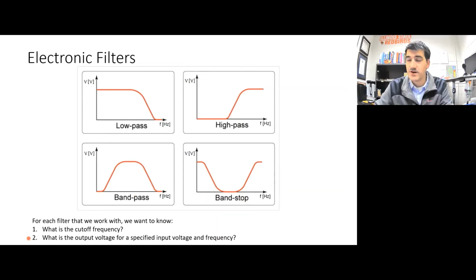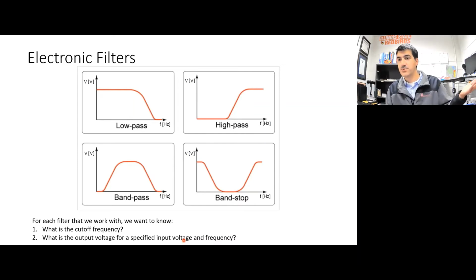The other thing we're going to want to know about these filter circuits is, what is the output voltage for a specified input voltage and frequency? What I mean by that is, the input to these filter circuits is realistically going to be a combination of a bunch of different frequencies. So what we're asking is, let's take the portion of the input signal that was 100 hertz. What's going to be the output voltage for that portion of the signal?